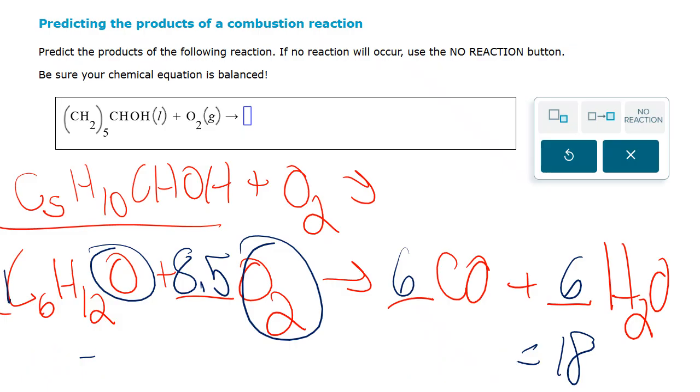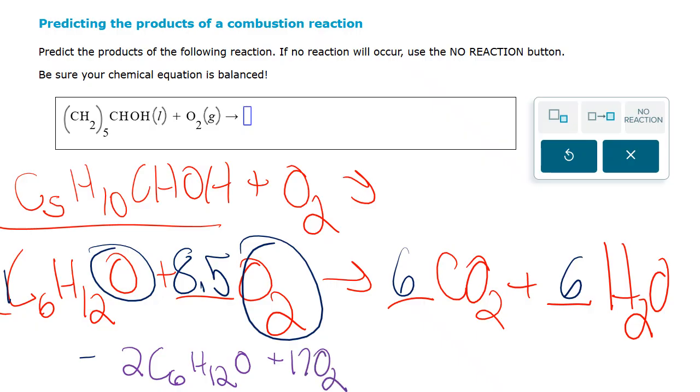Again, you can't have a fraction in that number, so you're just going to multiply everything by 2. And you're never going to have to multiply it by 3 or 4 or something. It's always just by 2. So this ends up being 2C6H12O plus 17O2 forms 12CO2 and 12H2O.